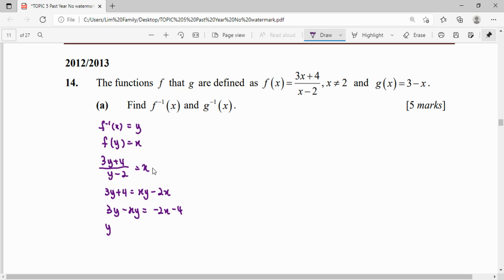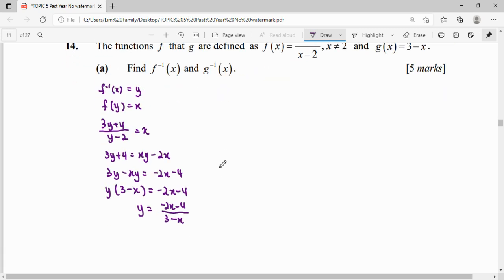So when we collect all the y terms back to the left hand side, we factorize out our y, and we express y as the subject. So this will be our f inverse. Okay, so for the denominator part, it cannot be 0, so x cannot be the value of 3.